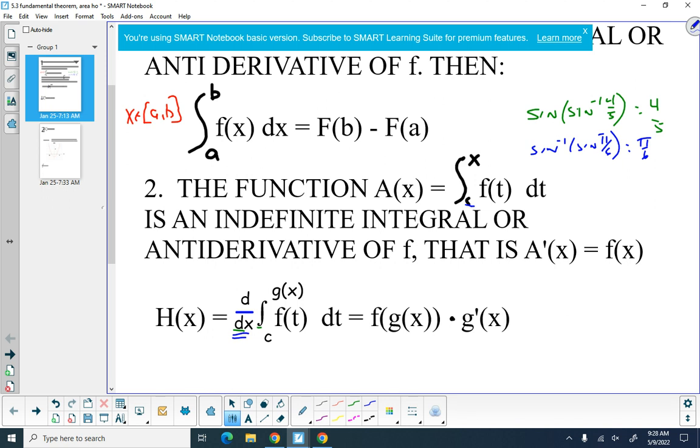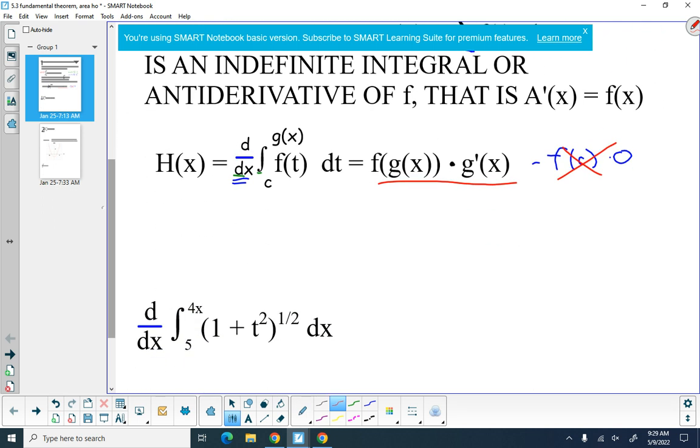And if I wanted to, I could subtract off my function at c times the derivative of c. When we take the derivative of c, that's the derivative of a constant, which we learned is the value 0. So when you take the derivative of a constant, you come back to 0, which will cancel out the second term. So what we're left with is the evaluation of our function at g of x times the derivative of g of x.